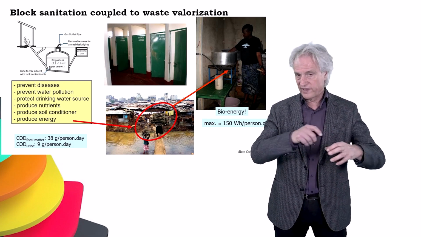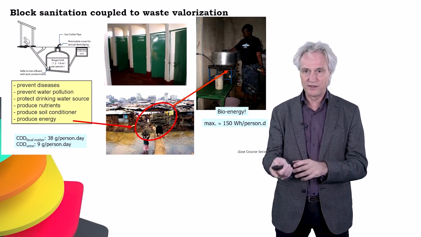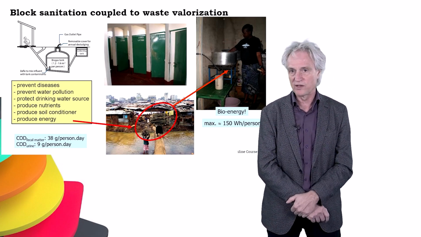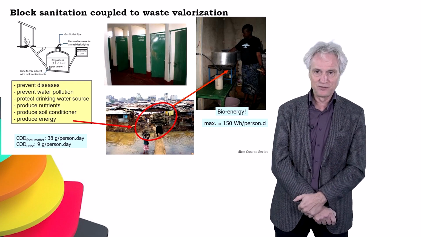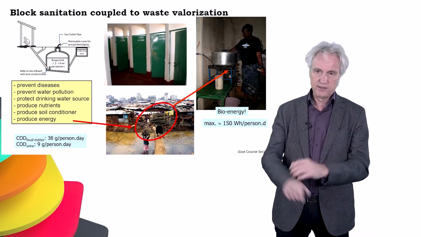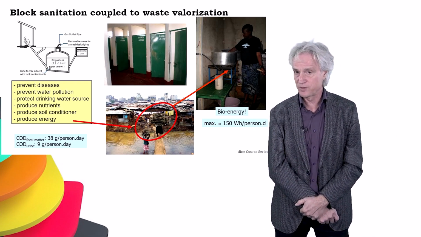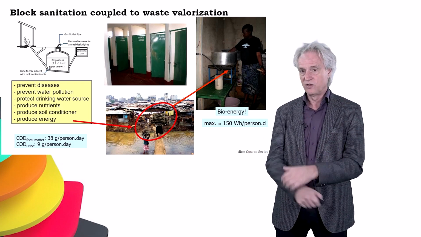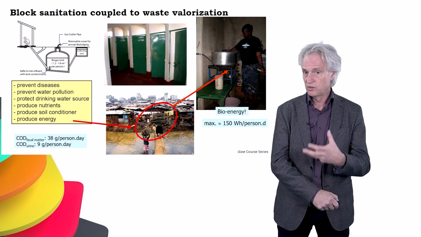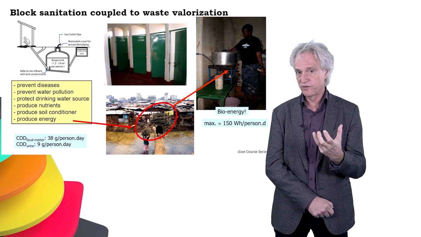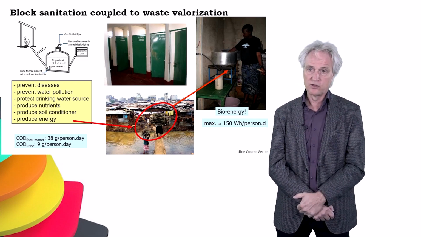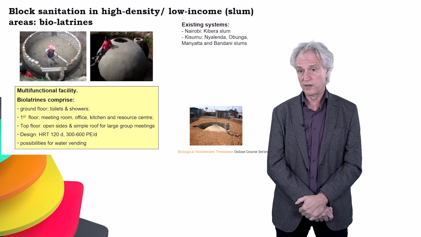Of course, you have to make it appealing and not directly connect the kitchen to the toilet block, because nobody would like to cook near a toilet block. So you have to make a design that is acceptable for the local users, where the kitchen is placed. But in principle, the biogas that you can produce from the fecal matter can be used as an alternative energy source for cooking.